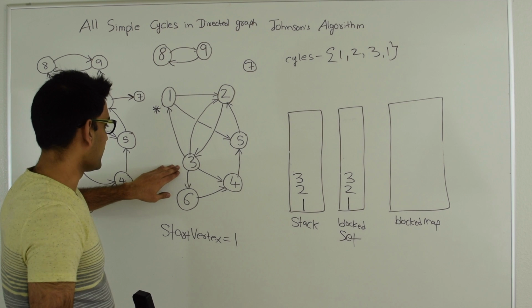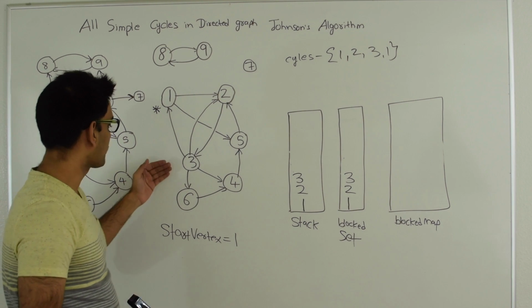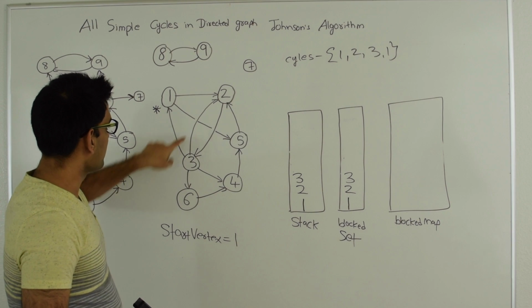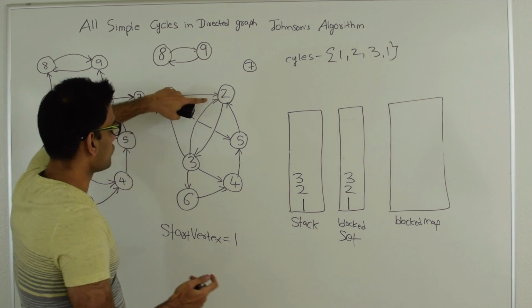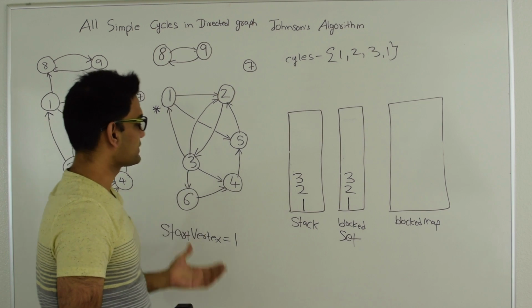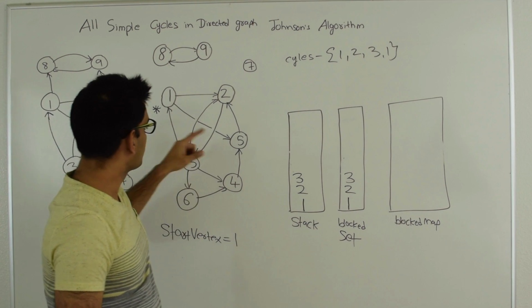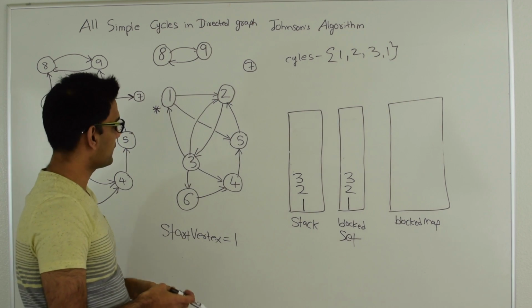Then we come back to 3. And then we explore other neighbors of 3 and see if we can find more cycles. So one neighbor of 3 is 2. But 2 is already part of this blocked set. And since we are just looking for a simple cycle, anything other than 1 cannot be repeated. So we cannot continue in this path of 2.